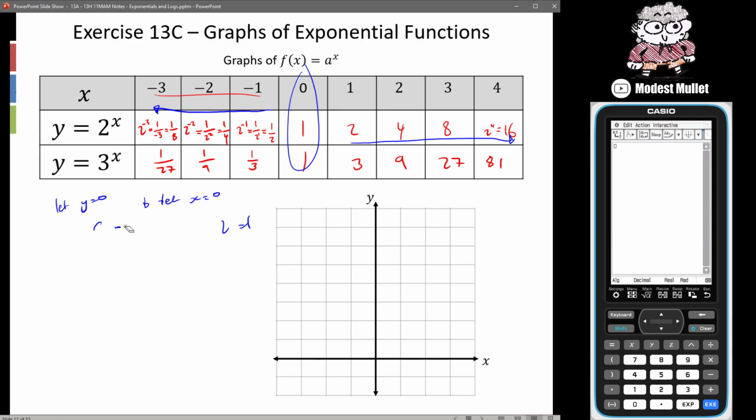So from this, there is a key thing that we get. We have an asymptote at y equals 0. So let's draw that in for our basic shape. And that's one conclusion we can draw.